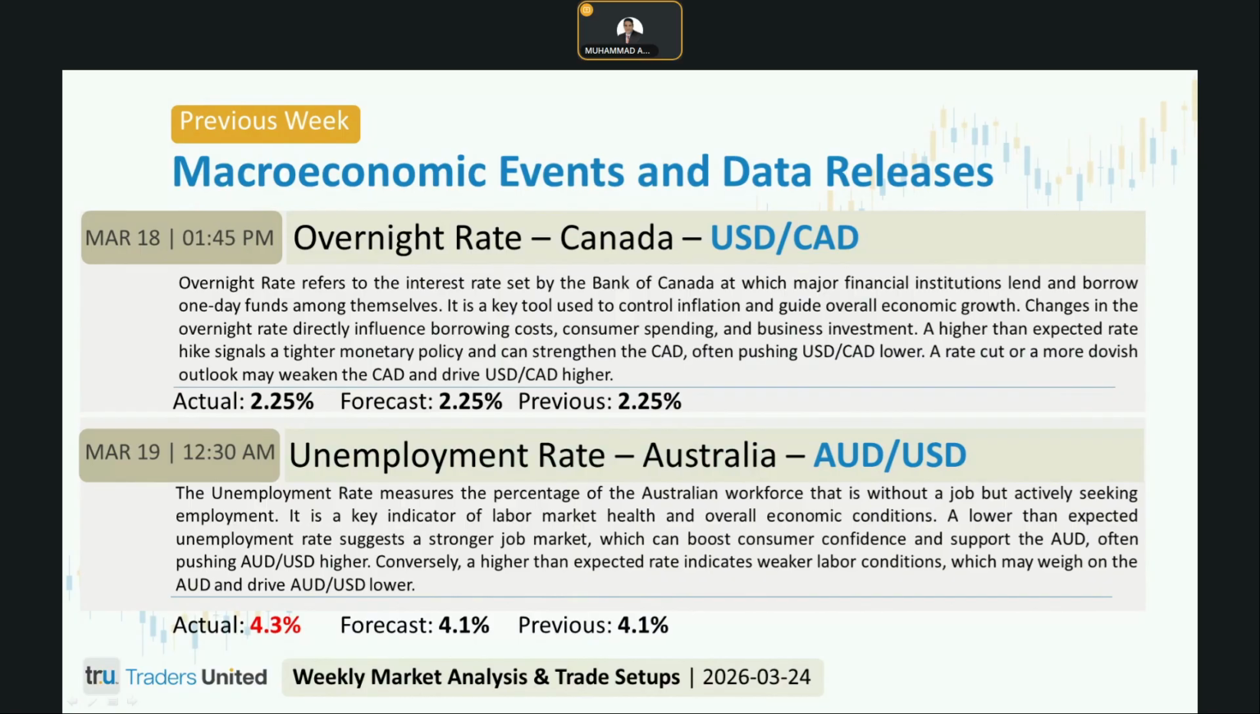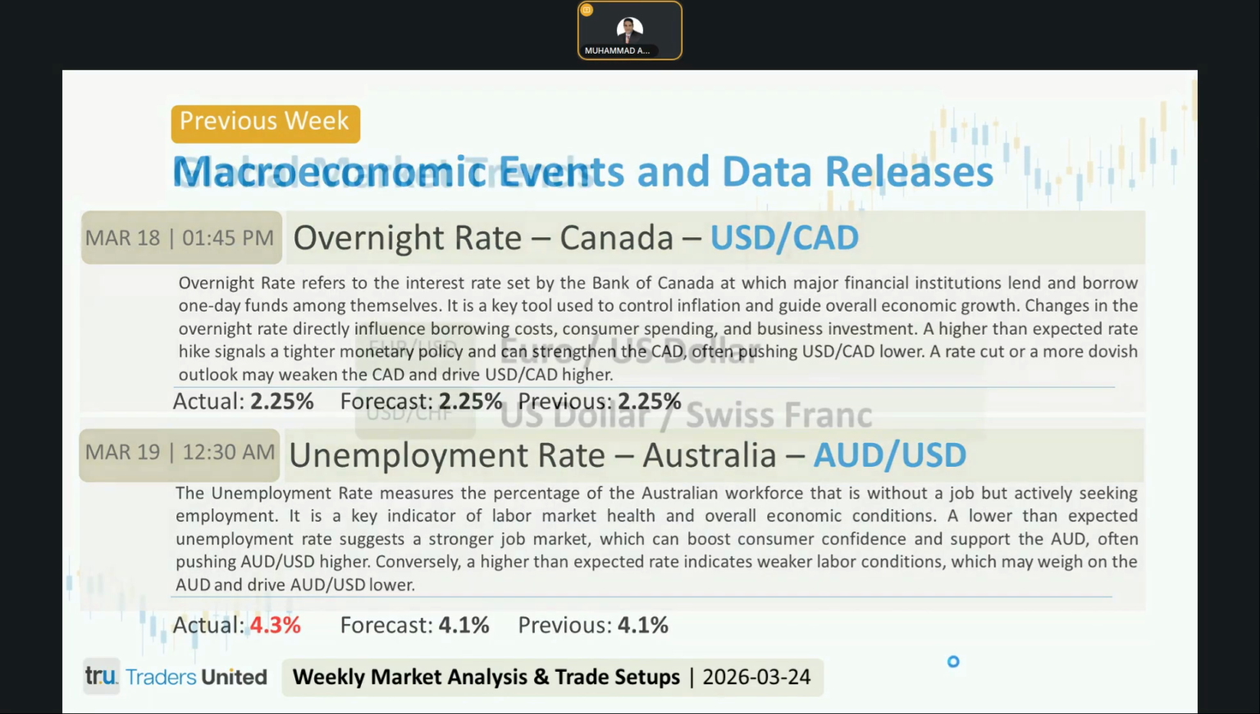The final key takeaway is the previous number was 4.1%, the unemployment rate. The forecast was also 4.1%, and the actual number we got is 4.3%. Although the unemployment rate came in higher than expected, AUD USD still moved upward, driven by market sentiment and possible US dollar weakness rather than the financial data alone.